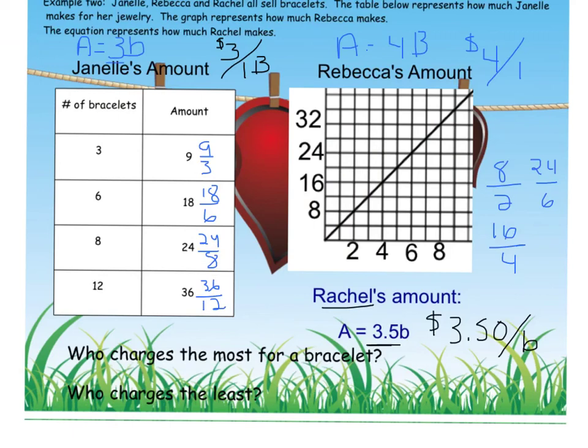So we can compare their rates: $3, $4, and $3.50. So who charges the most? Rebecca does, at $4 per bracelet. And who charges the least? Janelle, because Janelle only charges $3. So I know this because 3 is less than $3.50, which is less than 4. So Rachel charges the middle, Janelle the least, and Rebecca the most.